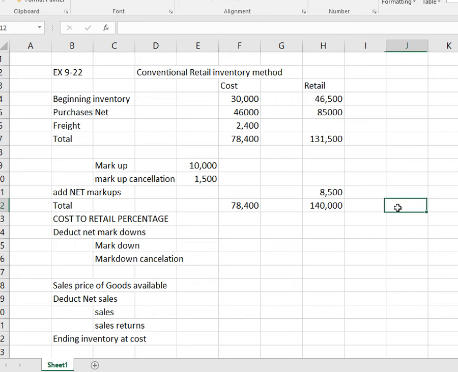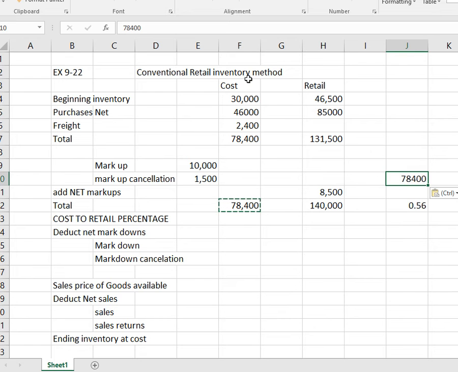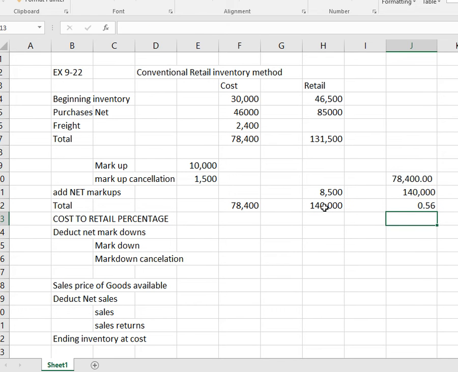And so let's do our cost to retail percentage. So first it's a ratio. I can see a ratio 0.56, and if you want to see that on top of each other, 78,400 divided by 140,000 would give us 0.56, times it by 100% would give us a percentage. Let's do a percentage here. 56%. And that's our cost to retail ratio.